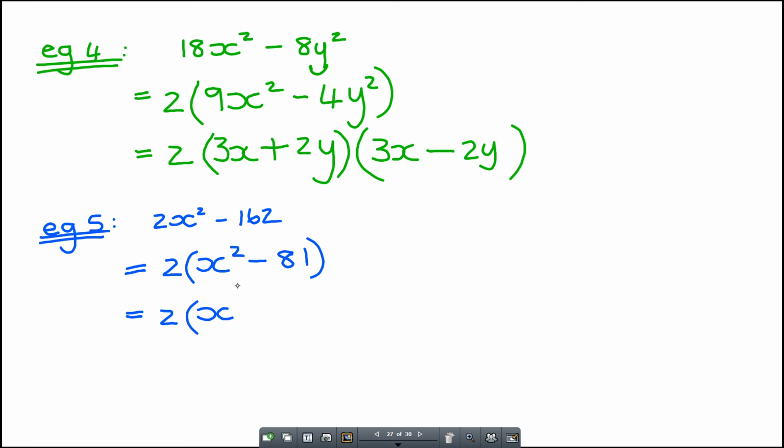There's a minus in between, so I know that I can get square root of x squared and square root of 81. So I know I'm going to have 2 brackets. One will have a plus, one will have a minus. Square root of x squared is x. So I write x first in each bracket. Square root of 81, Danica, is 9. So I write 9 in each bracket. Okay? That is then your final answer.